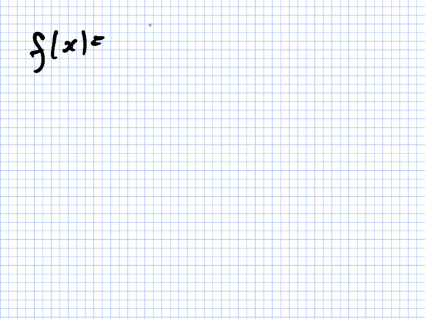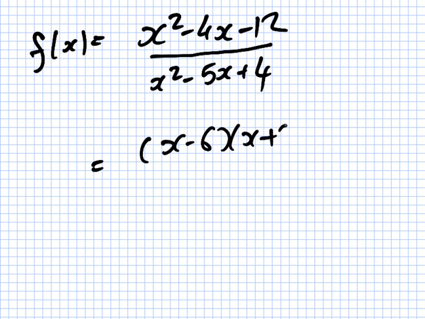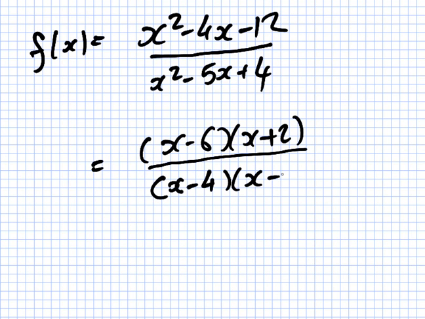f(x) equals x squared minus 4x minus 12 over x squared minus 5x plus 4. So, no surprise here, we should factorize first. On the top, 6 and 2, minus 6 plus 2. And then on the bottom, minus 4, minus 1. So think carefully before you speak. What's the domain here? 4 and 1. Yep. So that's the answer.